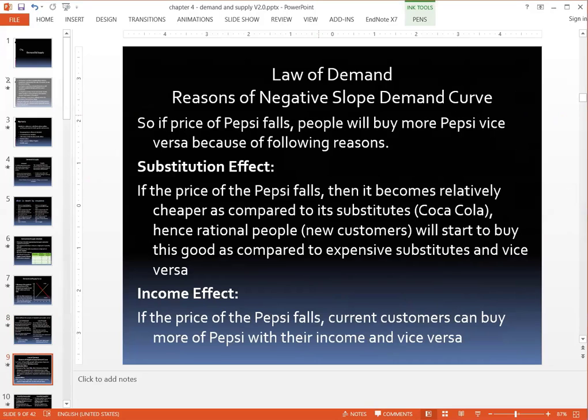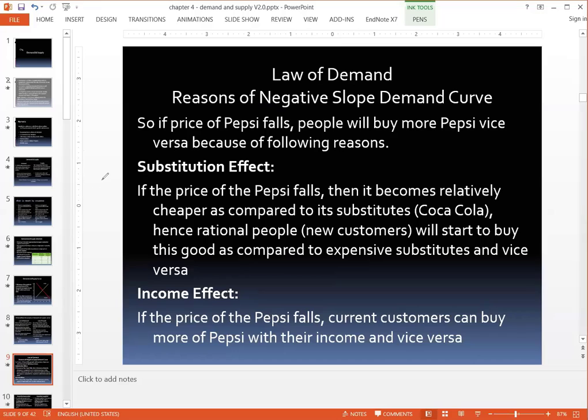So what is the law of demand? We'll go towards that in detail. Why is the demand curve negatively sloped? We are studying an example. If the price of Pepsi falls, people will buy more Pepsi, and vice versa. If you see Pepsi reducing its price in the market, it means Pepsi is becoming cheaper. You will notice that more people are buying Pepsi, so it means there is more quantity demanded, and vice versa: when prices are increasing, fewer people will buy.